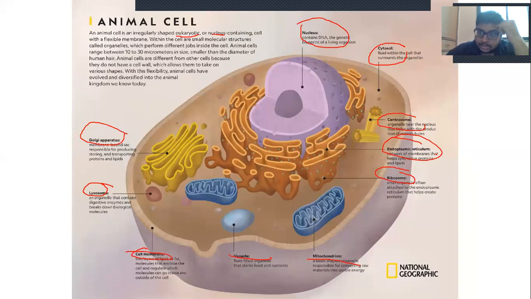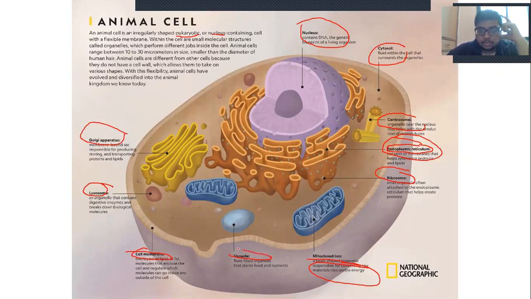Then there is the endoplasmic reticulum, ER. What ER does is help in synthesizing proteins and lipids. Okay, endoplasmic reticulum helps in synthesis of lipids and proteins. Fifth are ribosomes. Ribosomes are attached to the endoplasmic reticulum and help to create proteins. Then there is the mitochondrion. The mitochondrion is the powerhouse of the cell. That's a frequent phrase. It gives power to the cell, responsible for converting raw materials into usable energy. That is what the mitochondrion does in an animal cell.